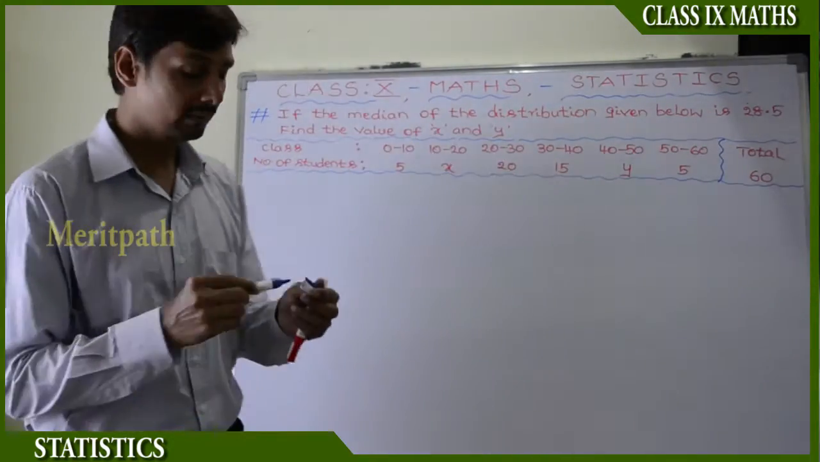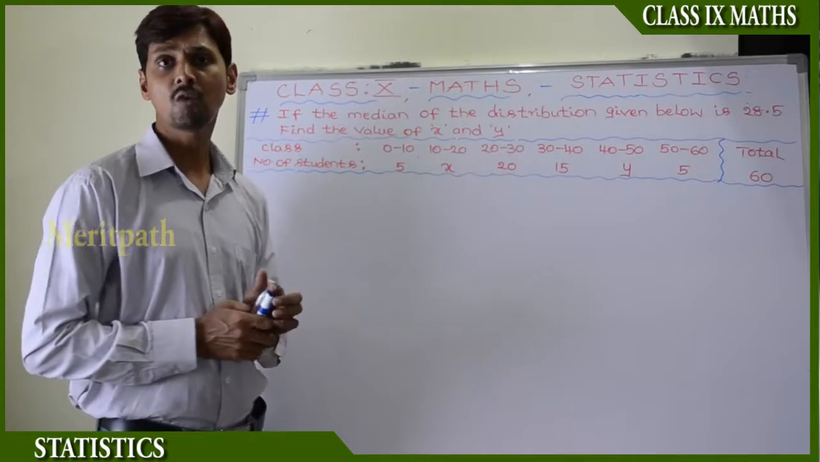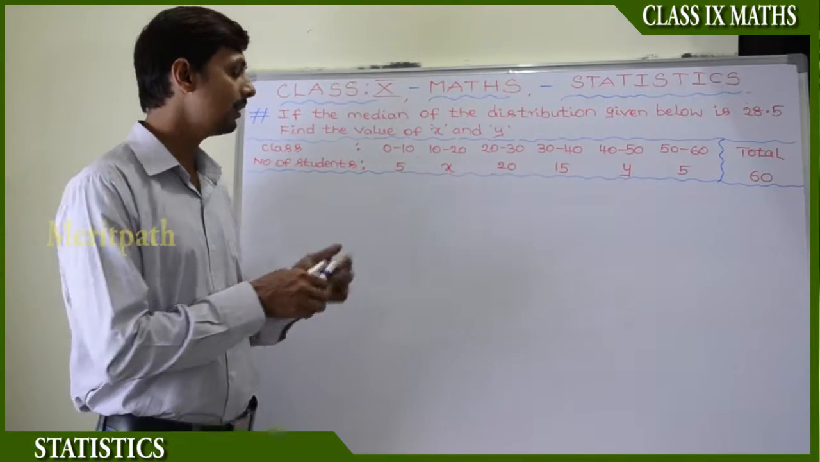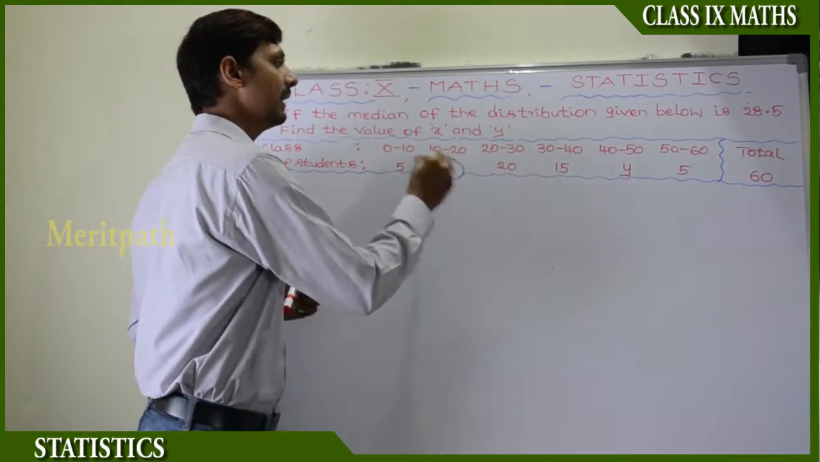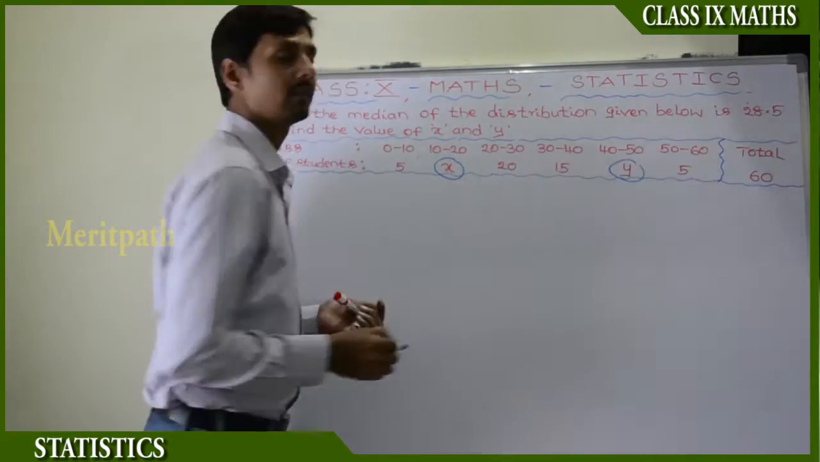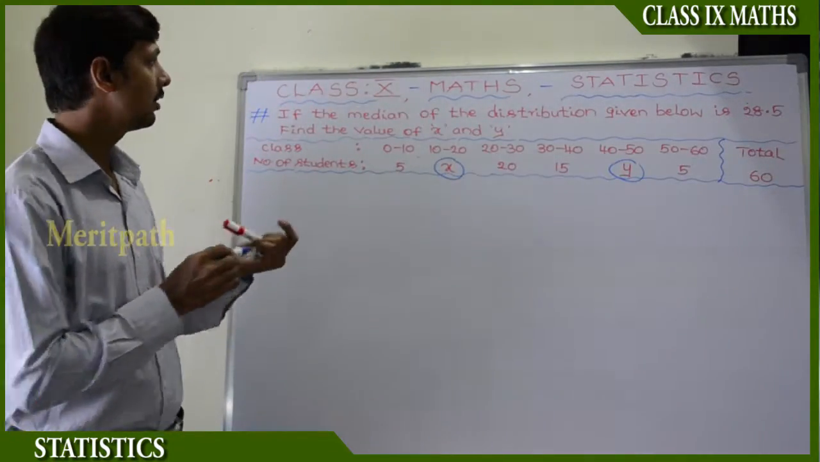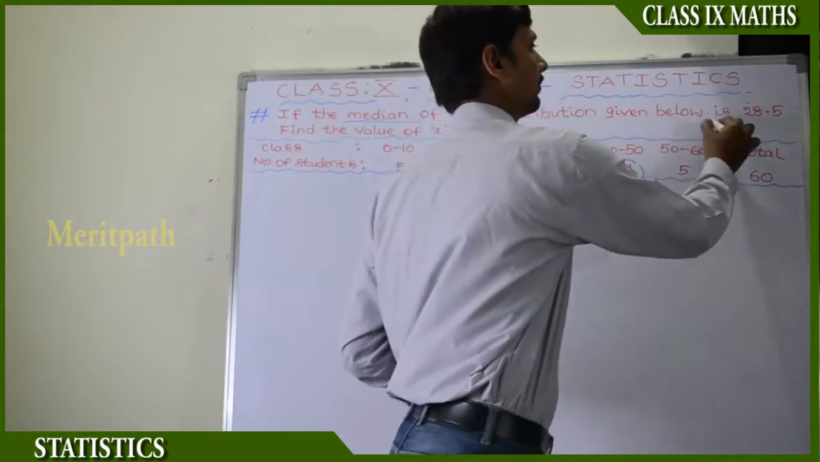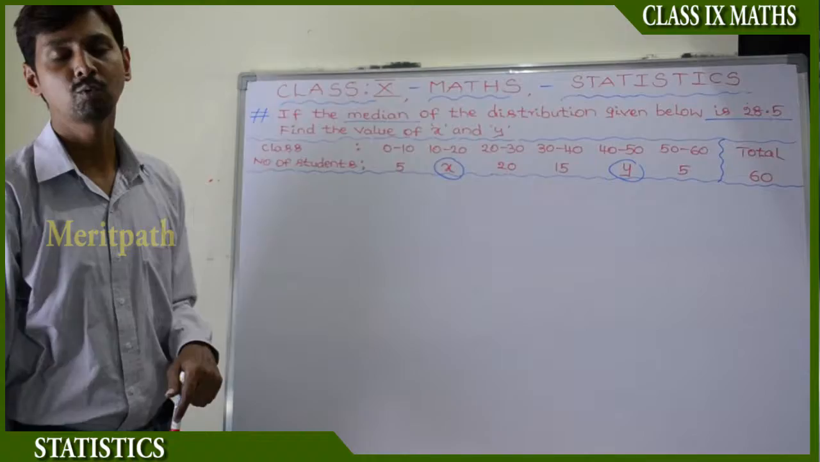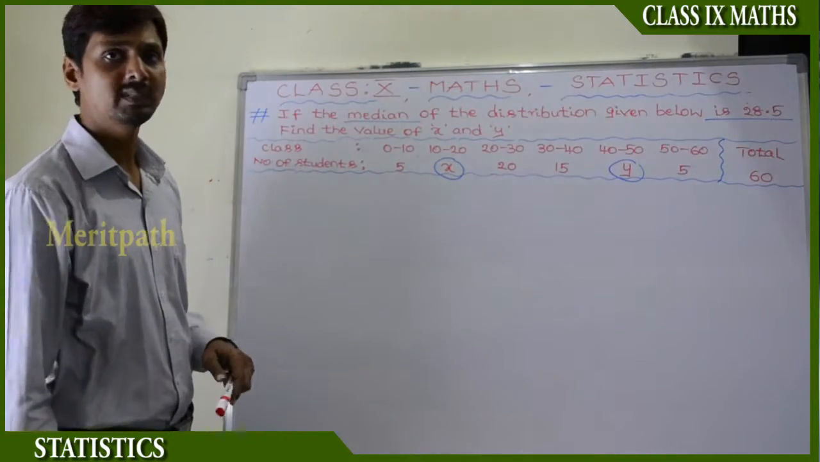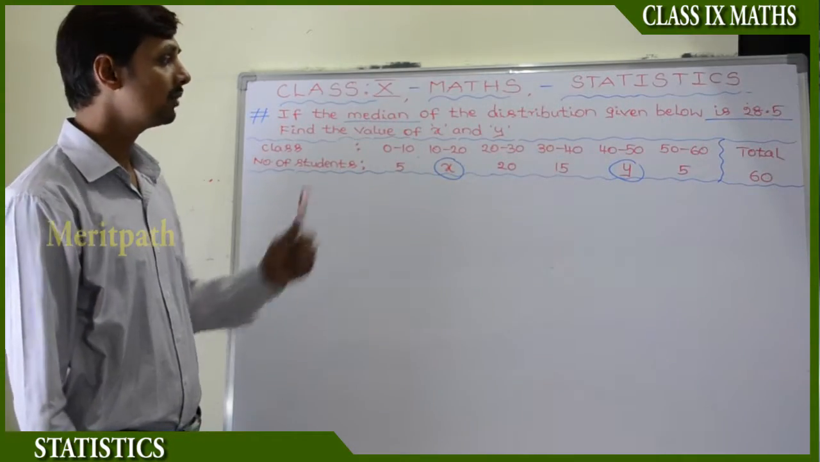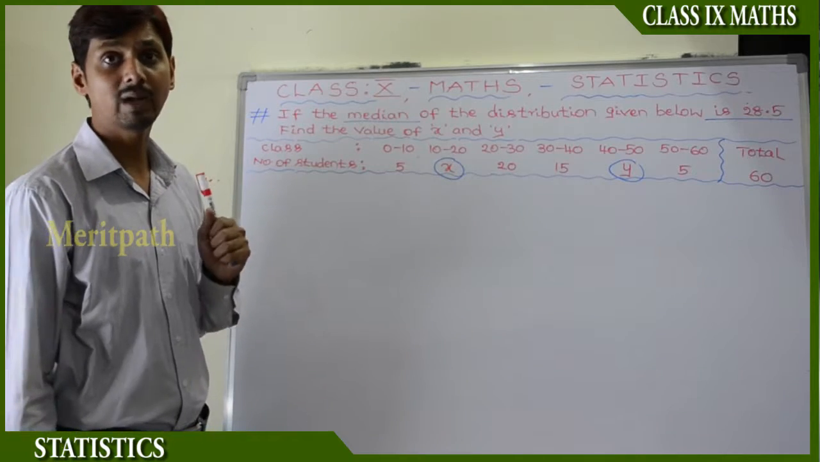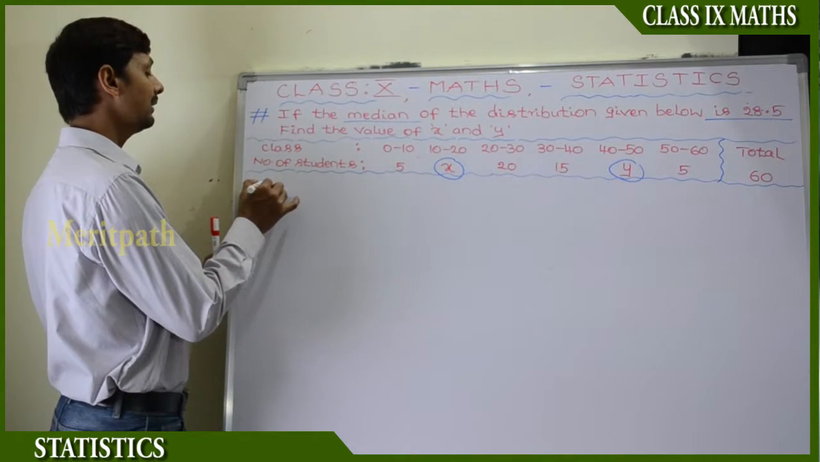The sum of the frequencies is given here. We need to find out the value of x and y. The missing frequencies are x and y. The median of the distribution is given as 28.5. Using the median formula for grouped data, we need to find the missing frequencies x and y. So let's take the class.